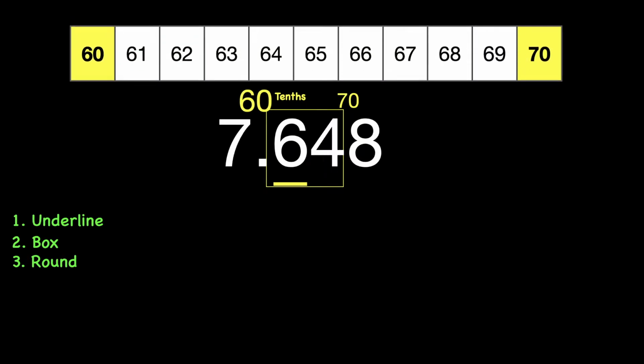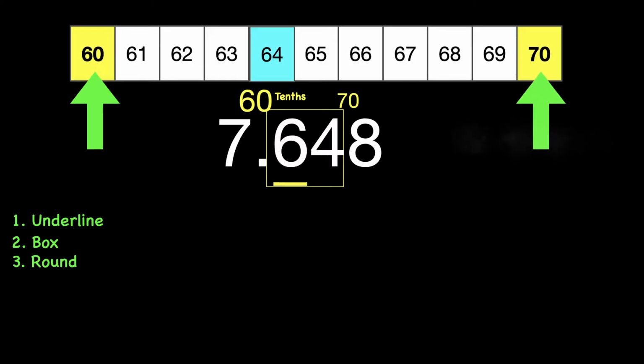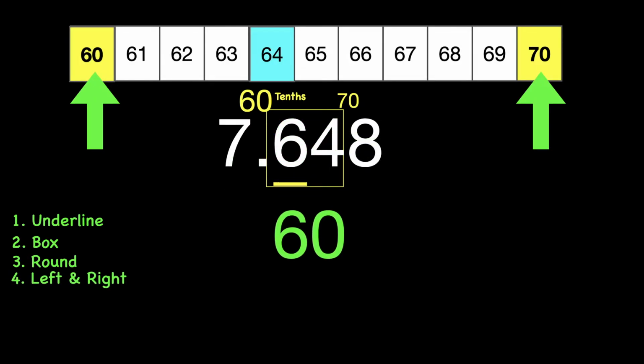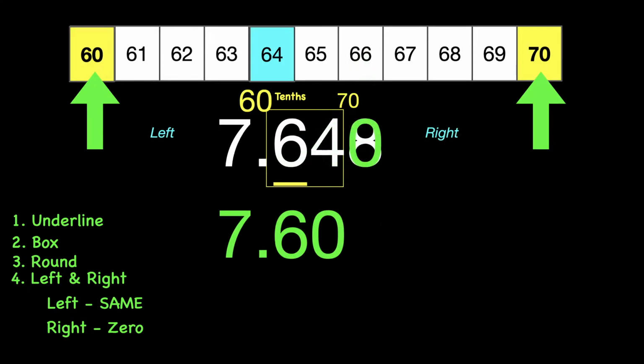I'll show that again on a number line. We'll find 64. And it's in between the tens of 60 and 70 to the left and right, but it's closer to 60. So the 64 rounds to 60. Then our next step is rules for left and right. On the left side, we have the 7 and the decimal point. That stays exactly the same. On the right side, we have the 8. That pops into a 0.